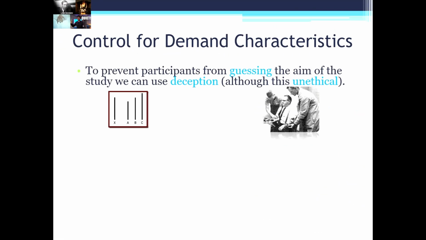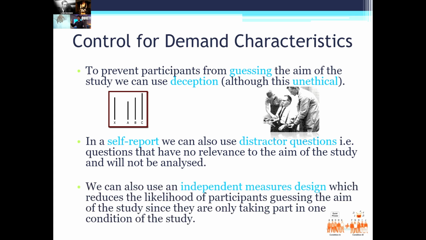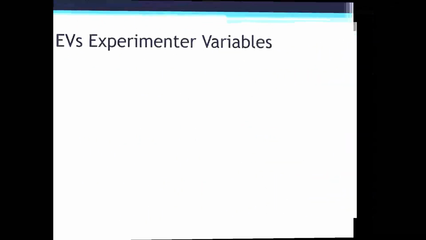Now, if you want to control for demand characteristics, a really good way is to deceive them, tell them a false aim, but obviously this then makes it unethical, so it's a bit of a problem. If we've got a questionnaire, we might put some distractor questions in, so some questions that are not really about what we're studying, but so that they throw the people off the scent of what it's about. And then we might get them to just take part in one condition so they don't know what the other condition's about, so that's called an independent measures design. So that'll stop them from guessing what it's about.